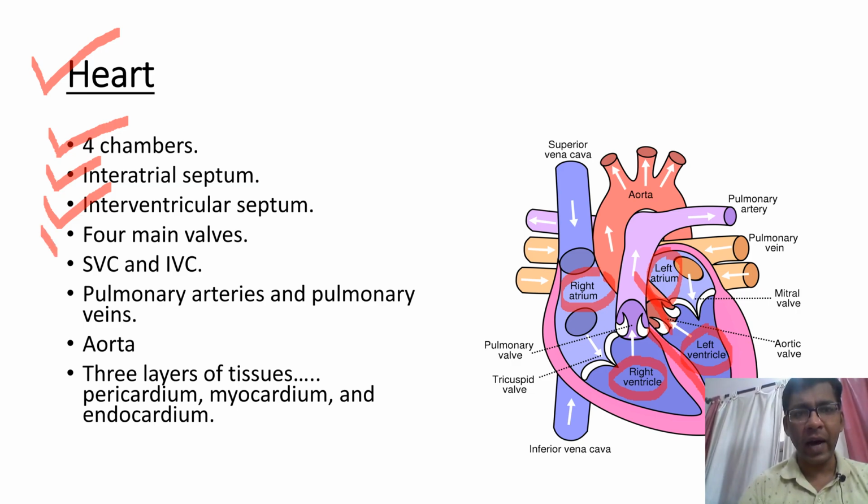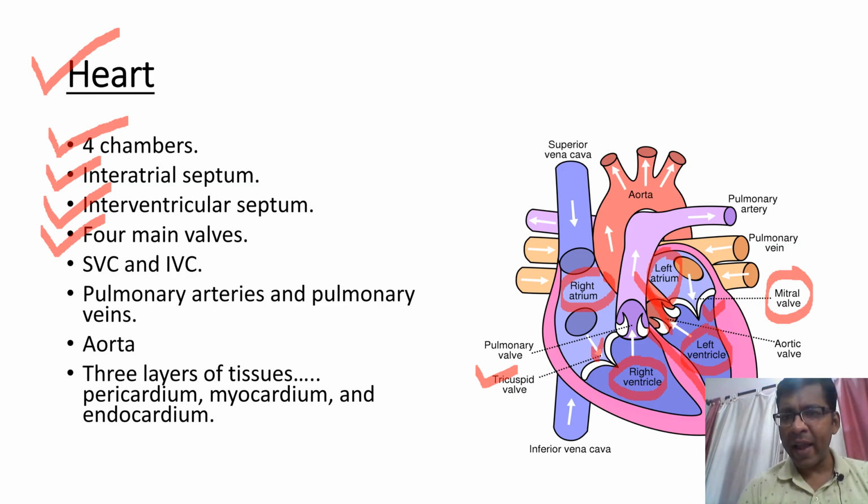Then 4 main valves. You have all heard the names of valves in the heart. Many patients get their heart valve changed. So which are the 4 main valves? Kindly see the picture I am marking here. In between the left atrium and left ventricle there is the mitral valve, and as it has 2 cusps, it is also called the bicuspid valve. In between the right atrium and right ventricle there is the tricuspid valve.